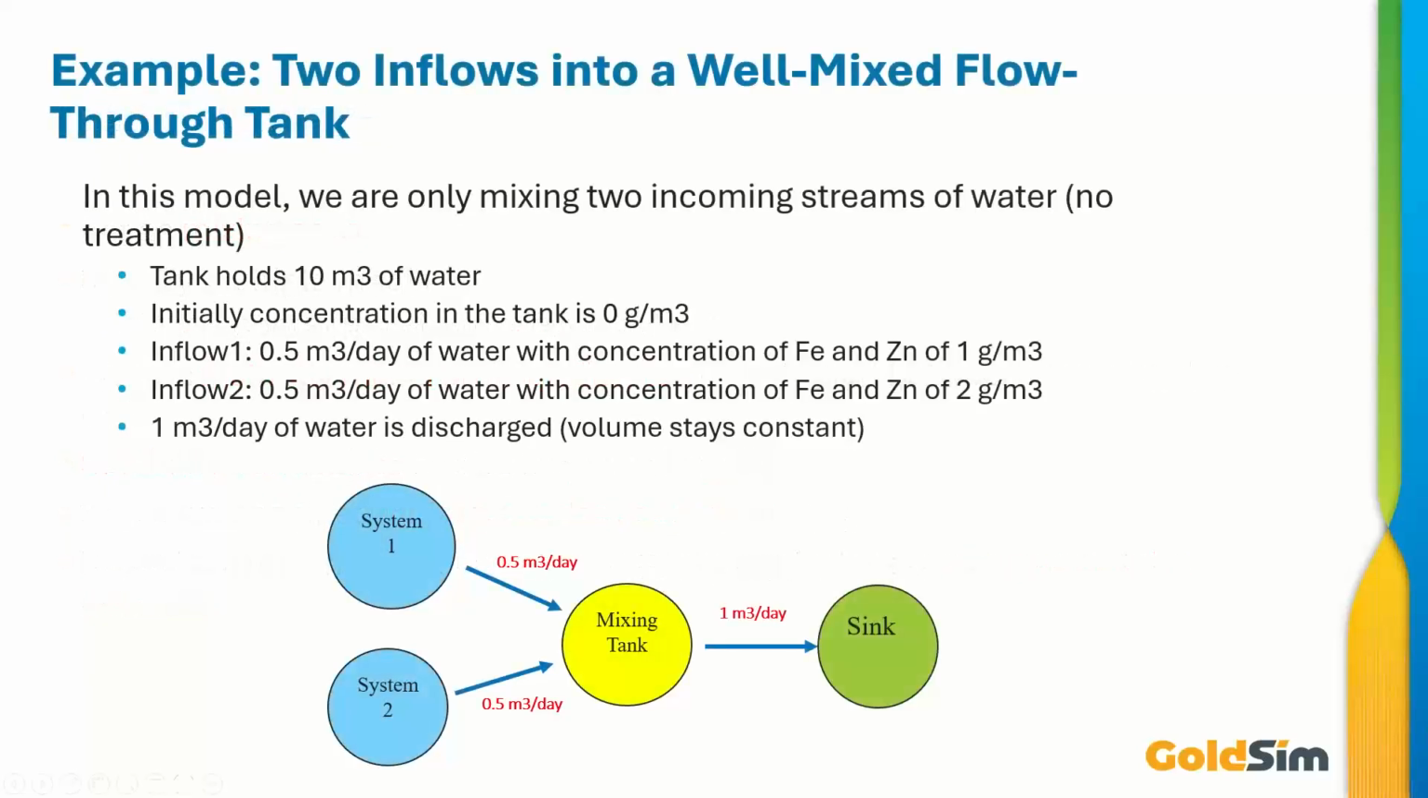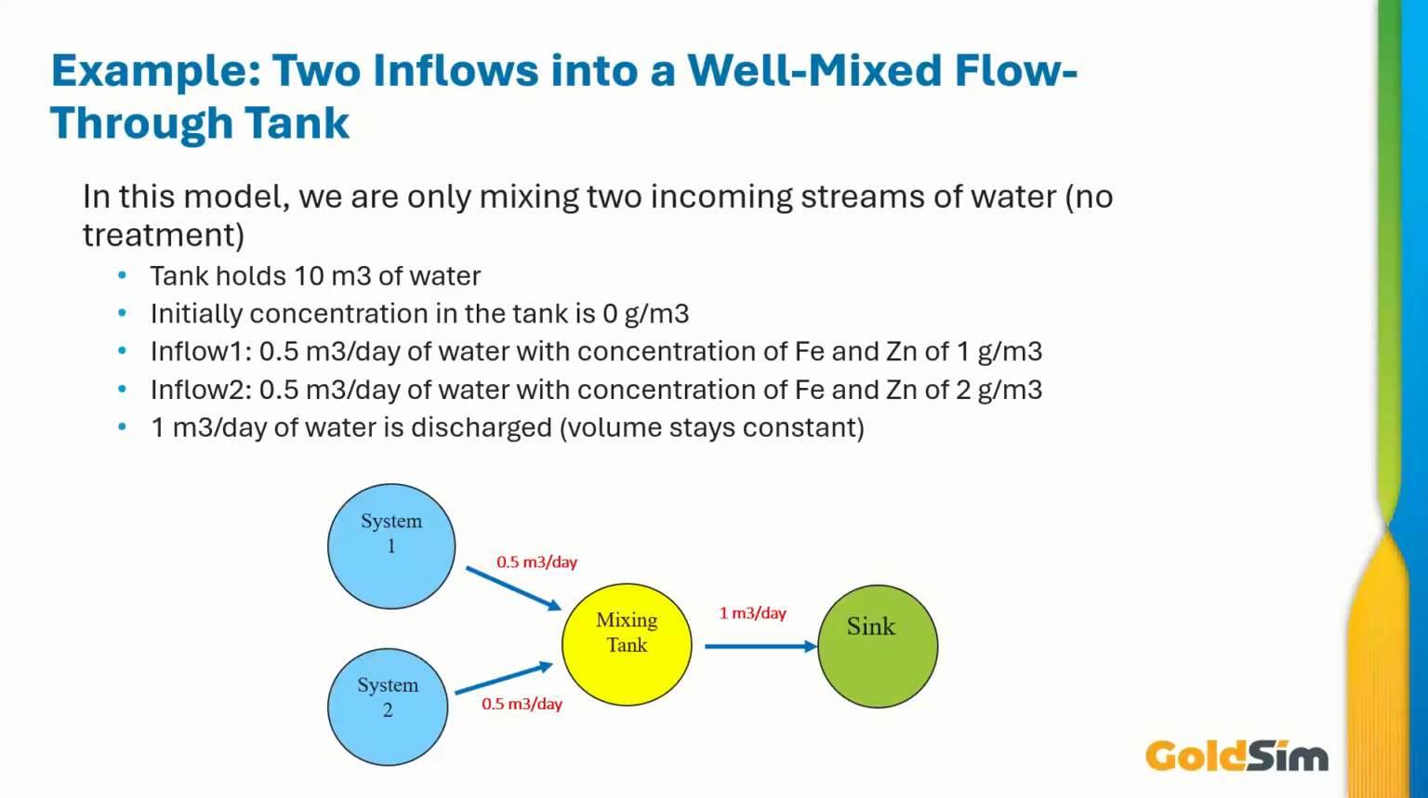So we're going to start off by looking at a very, very simple model. It's got no treatment involved at all, but we're going to build on this model to show the treatment processes. In this model, we have a single mixing cell, which represents a tank. We have two upstream mixing cells that are just sources of water. And we have a downstream mixing cell, which is just a sink. It's the rest of the system.